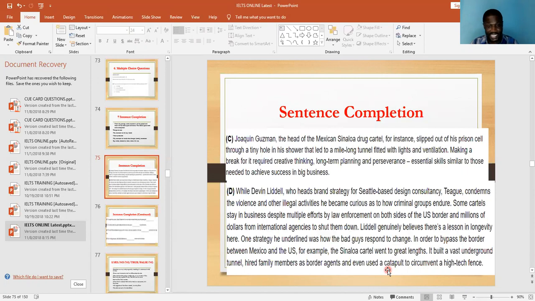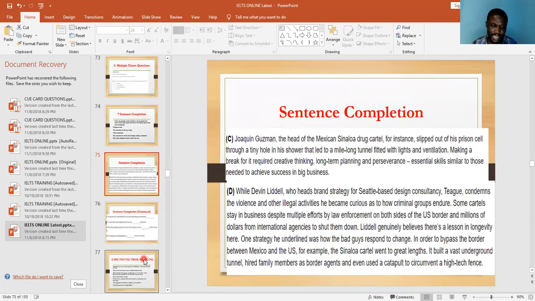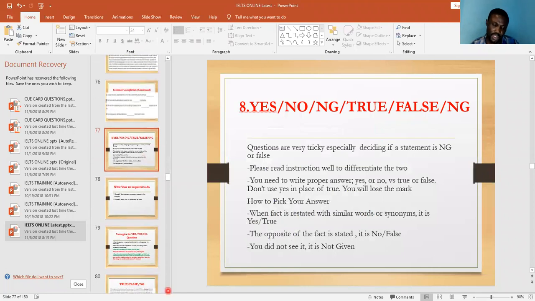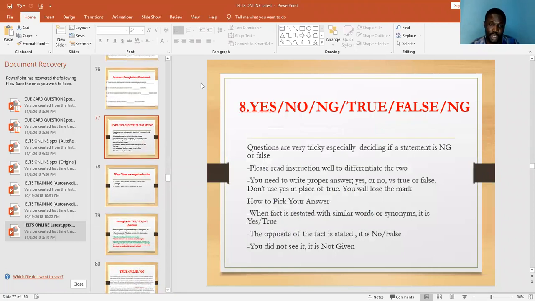Okay, so that is it about sentence completion. Pay attention to synonyms, because most of the time when sentence completion comes towards the end of the exam, some people say they find it hard locating the questions. For those who have done it before, they can relate their experience.